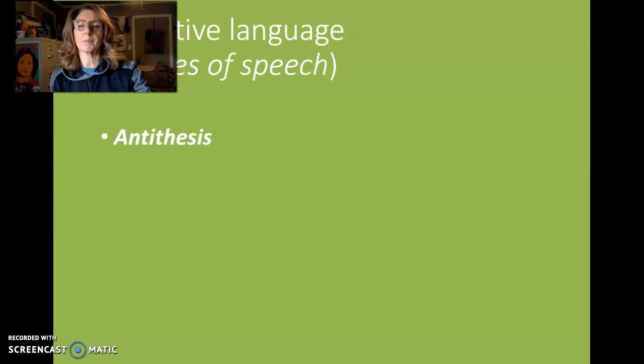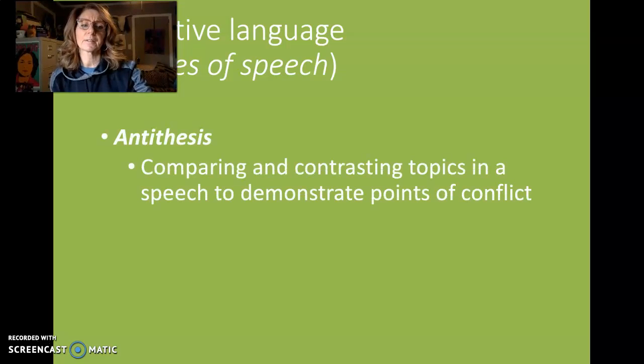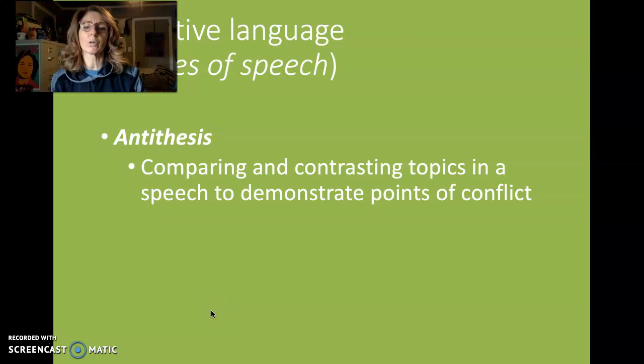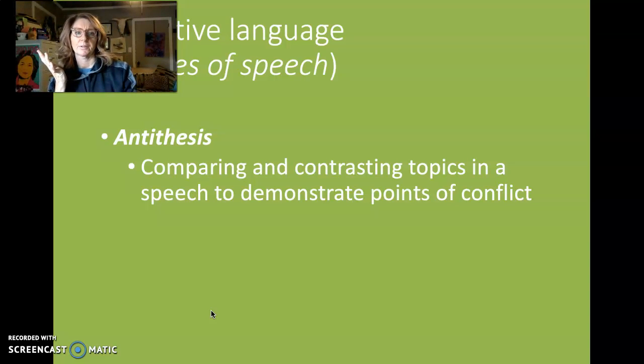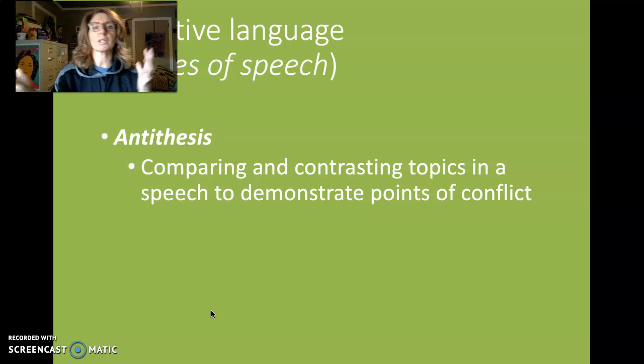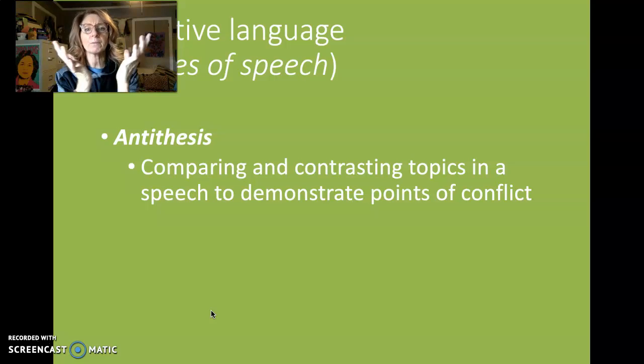All right, other figures of speech. Antithesis. We love that. We live in this world of comparing and contrasting things to demonstrate points of conflict, right? Antithesis. Comparing and contrasting things. Especially in your persuasive speech, knowing what the other side is a way to demonstrate the points of conflict. If you show how they're so different, that's where you demonstrate the points of conflict.